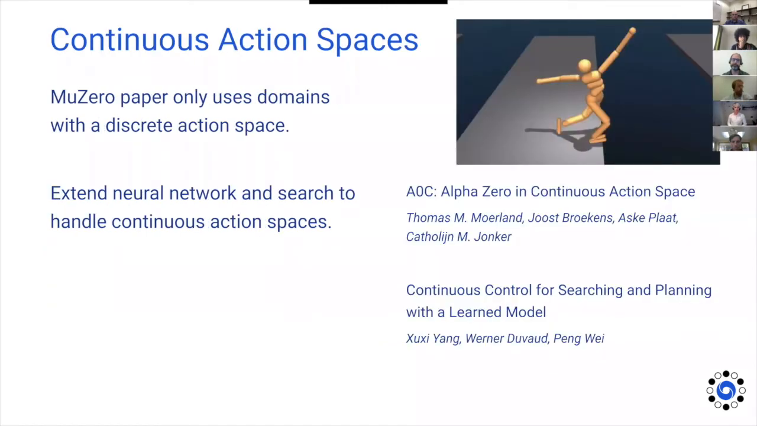Another possibility that there has already been some work on in the literature is to extend the algorithm to continuous action spaces. In the MuZero paper, we only had domains with discrete action spaces, but in, for example, continuous control and robotics, it is very common to have continuous action spaces. And there are actually already some interesting papers about this.